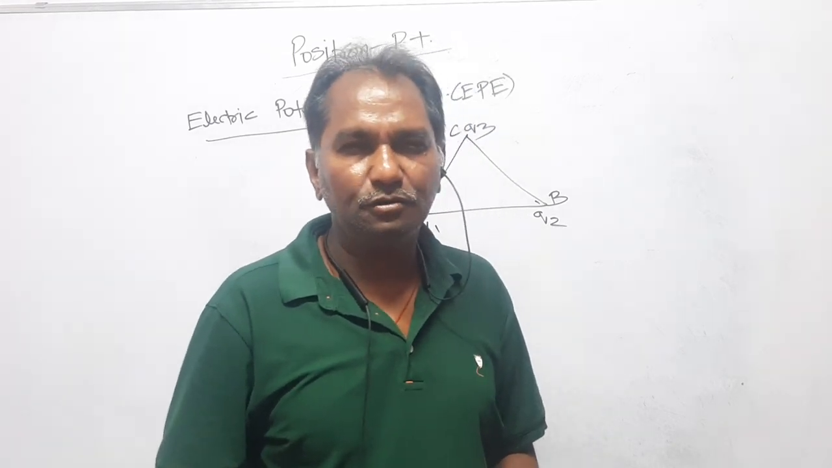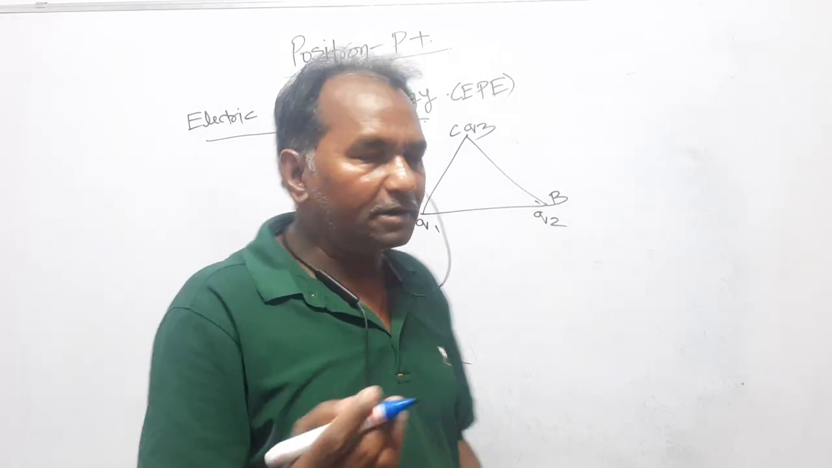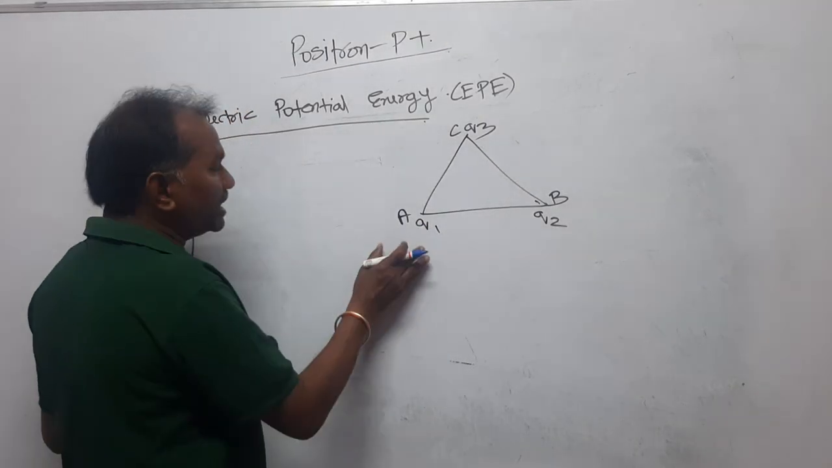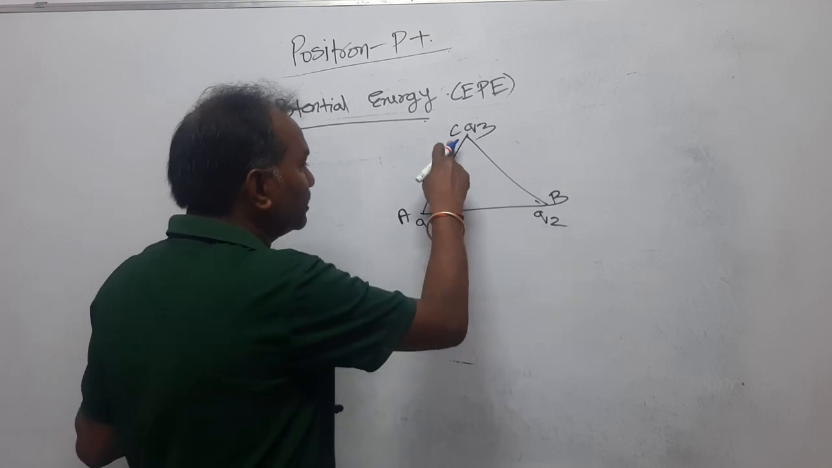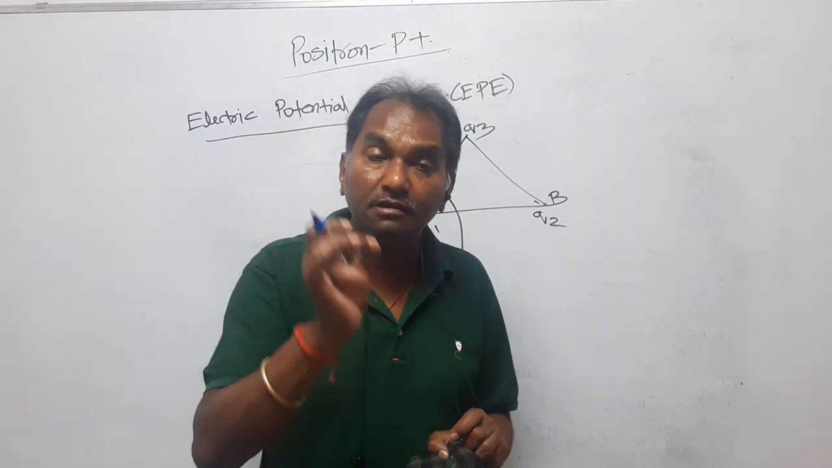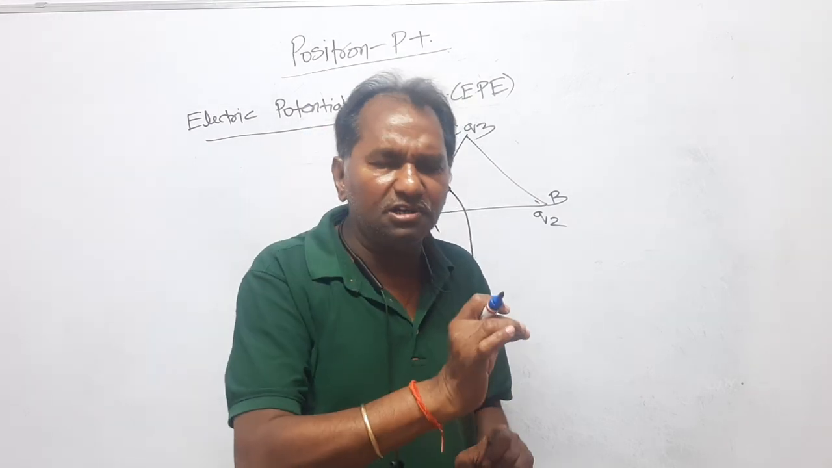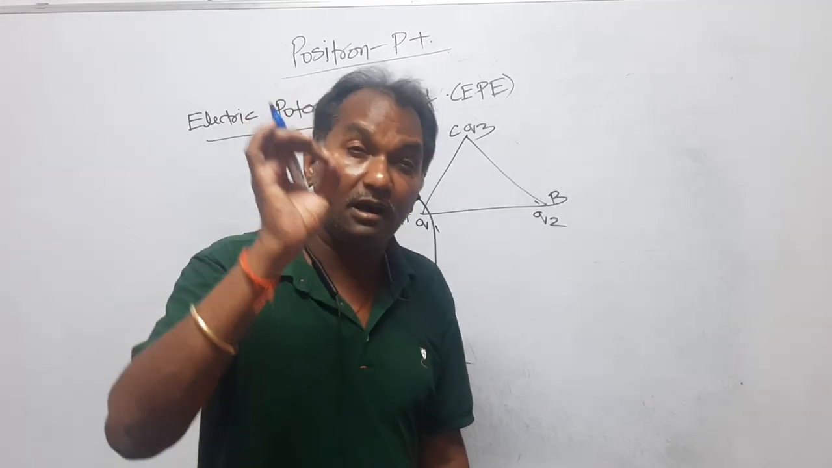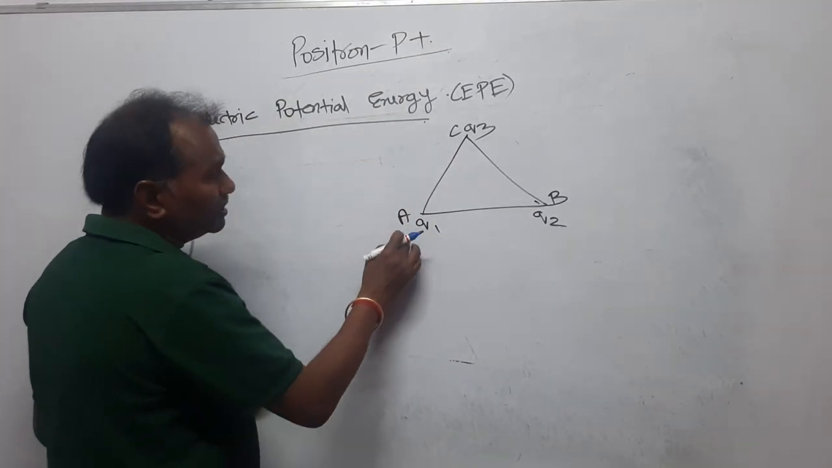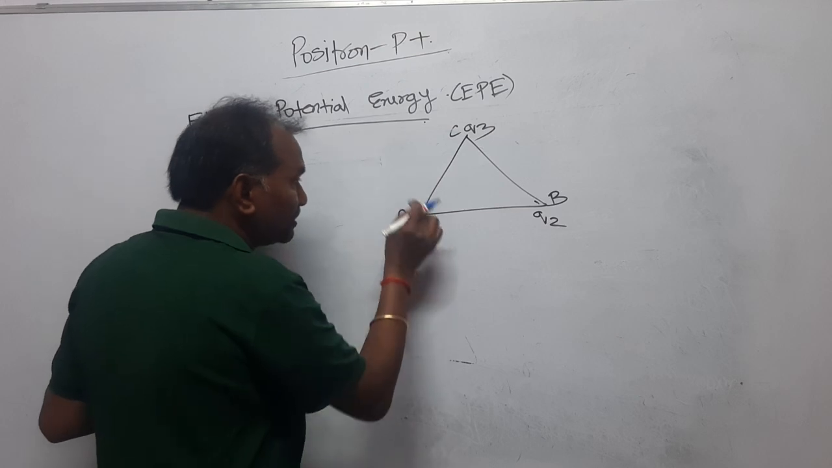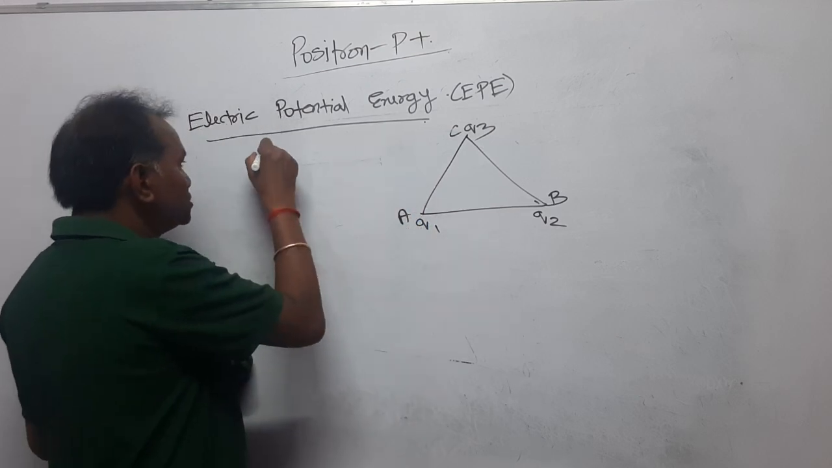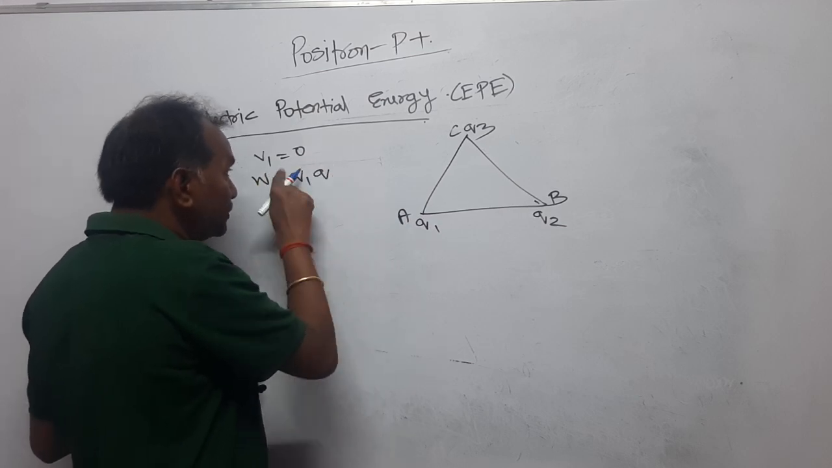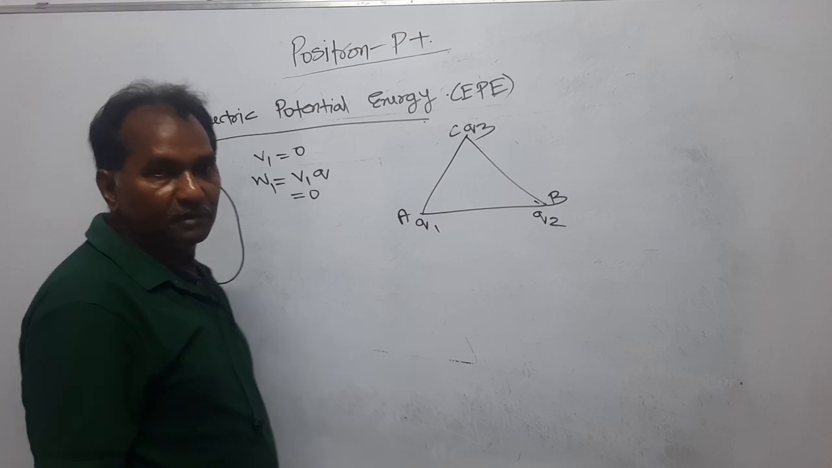The better way is to bring them one by one. We are bringing Q1 first. When bringing Q1, Q2 and Q3 were absent. I am bringing the charges Q1, Q2 and Q3 one by one, so first I am bringing Q1. If there is no other charge and you are bringing Q1 to point A, then the potential is 0, and so W is equal to V1 Q1. V1 is 0, so W1 is also 0.